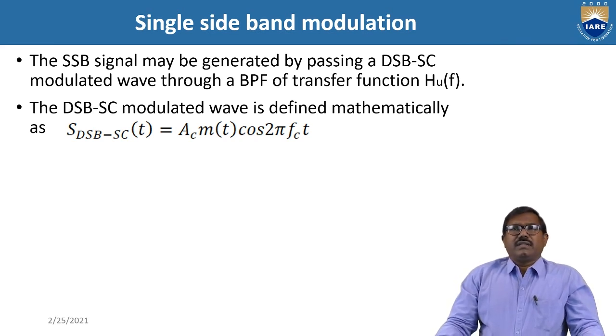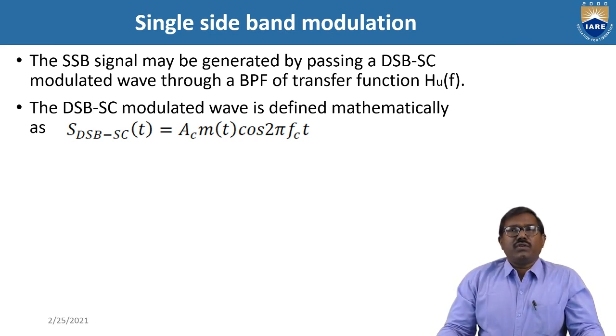The DSB-SC modulated wave is defined mathematically as s_DSB-SC(t), the modulated wave of DSB-SC, which is equal to the product of the message signal and the carrier signal.